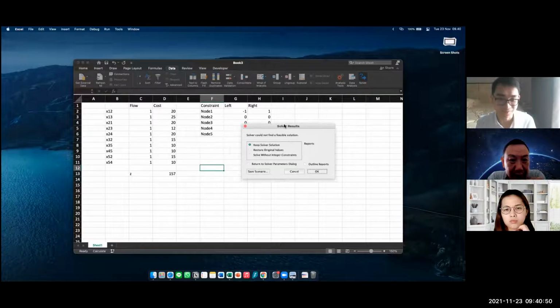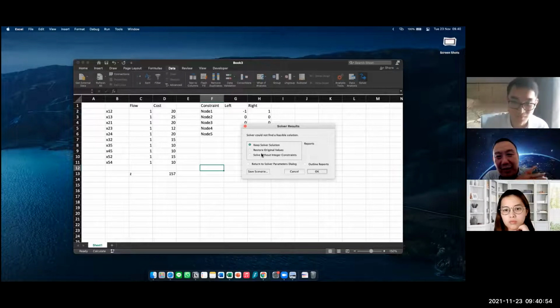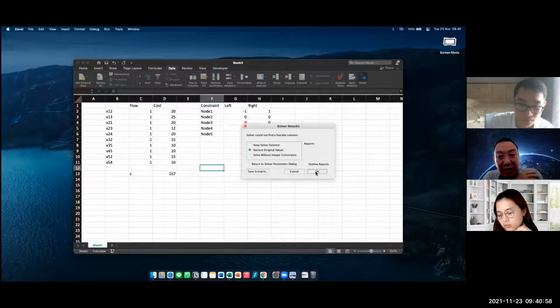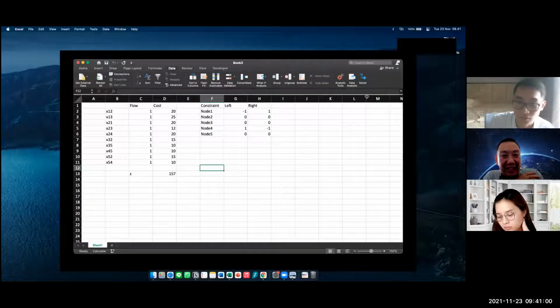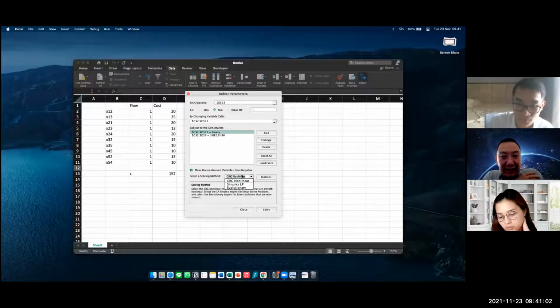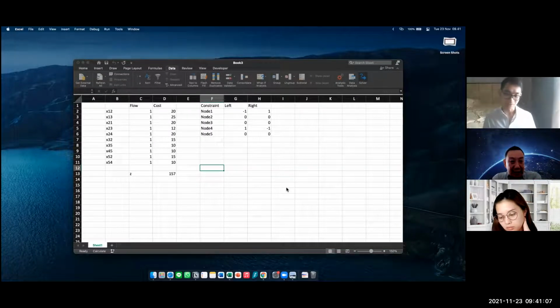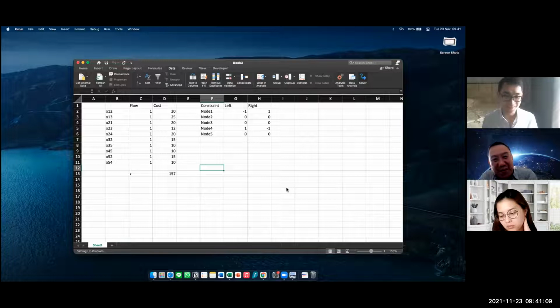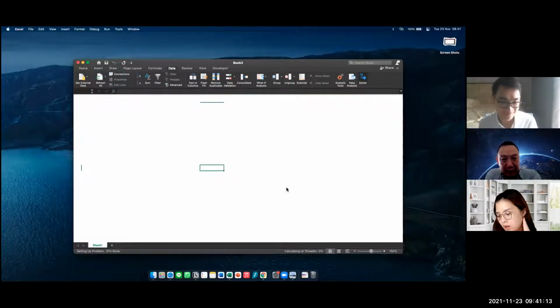Yeah, it doesn't work. It could not find a possible solution. But you can try using evolutionary. It might take a little bit longer, it will take a while, but it's supposed to work because evolutionary is supposed to work even if it has to go out from the local optima.